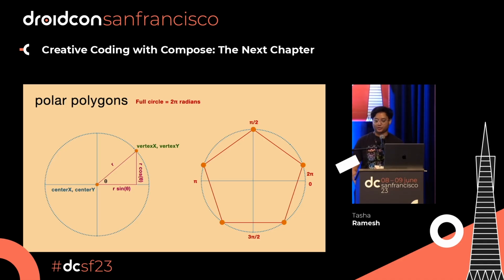If you recall from high school, college, I don't know, the full rotation of a unit circle is 2 pi radians. And if you know the radius of the circle, and if you know the center, you can find any point along the circumference of the circle for a given angle, using sine and cosine for the x and y coordinates. So using that, we can chart the points of the polygon we want to draw on the circumference of the circle.